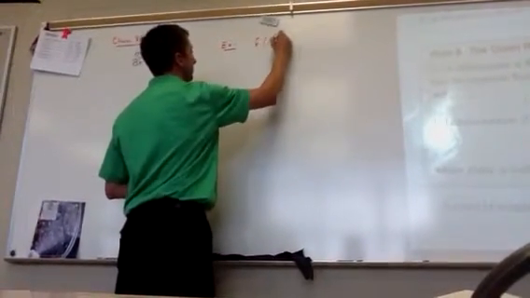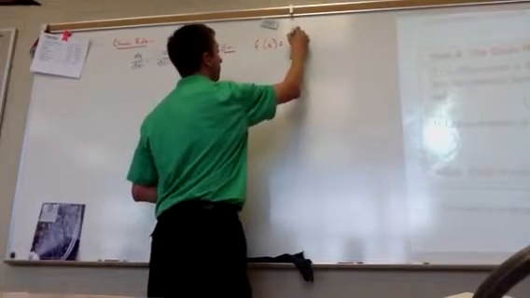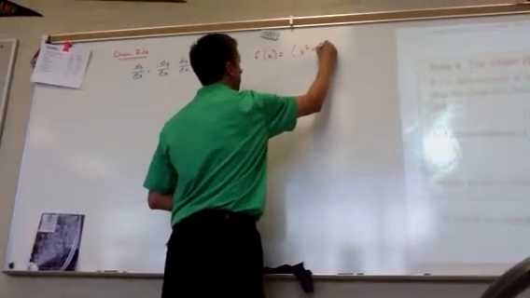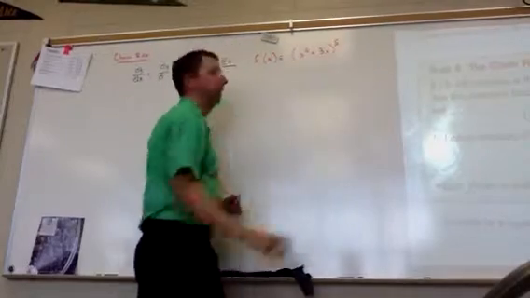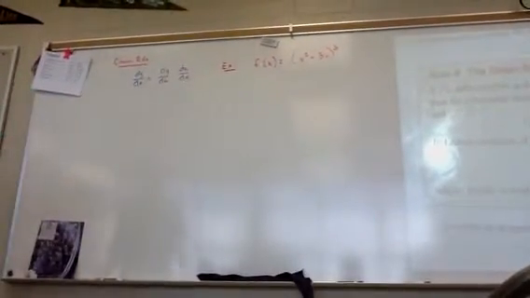F of x equals x squared plus 3x raised to the 5th power. Okay?